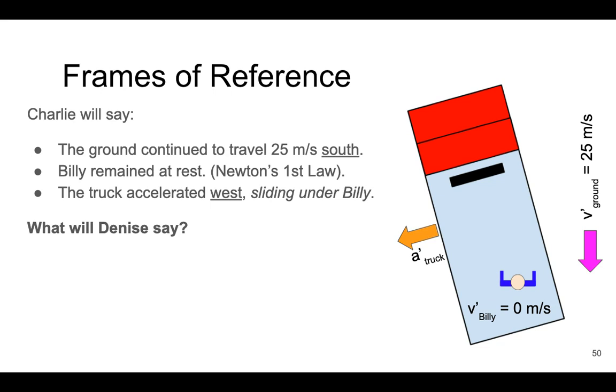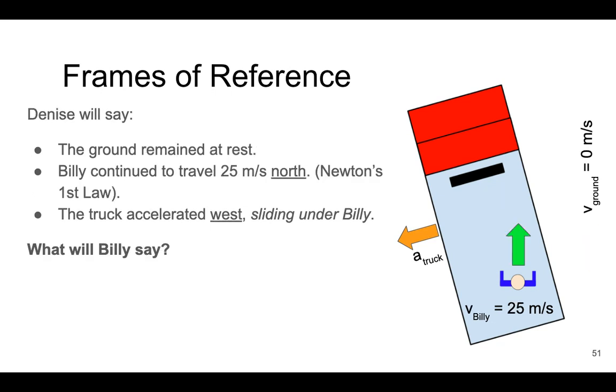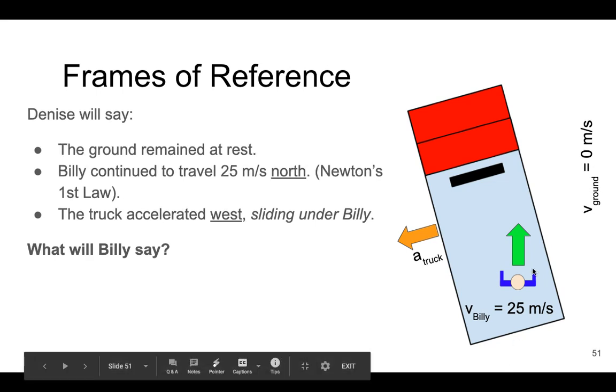So what is Denise going to say in this situation? Remember, Denise is standing by the side of the road. Well, Denise had said the ground was not moving. The truck was going north, and Billy was going north at 25 meters per second. So after the truck starts to make this turn, Denise is going to say the ground is still at rest. In her frame of reference, it is. And Billy is just going to keep going 25 meters per second north because of Newton's first law. He was moving in a straight line at a constant speed. The ice underneath him is frictionless, so there's no force being applied to him. So he's going to continue to go in a straight line at a constant speed. He's going to keep going north. And Denise is going to say the truck is going to slide to the west under Billy.